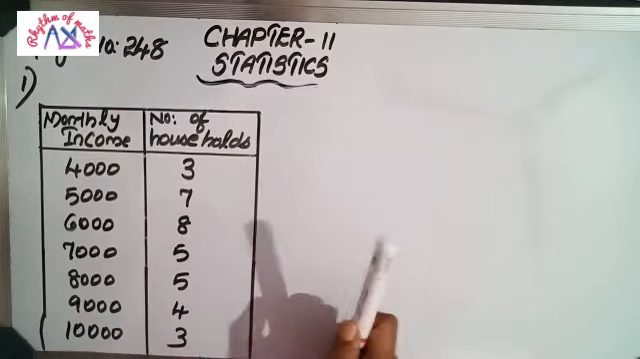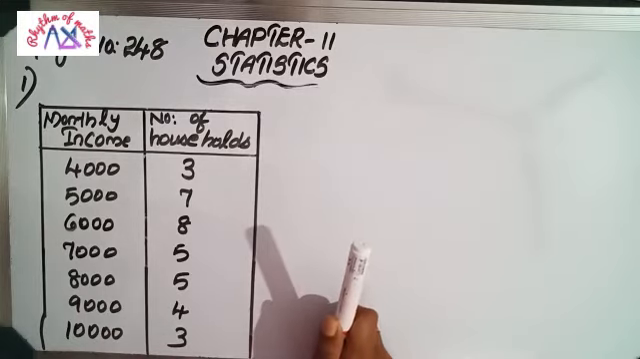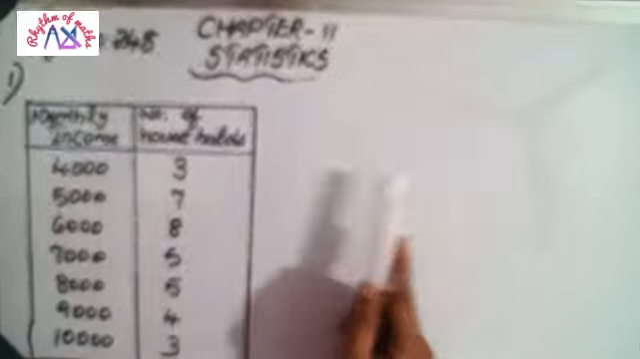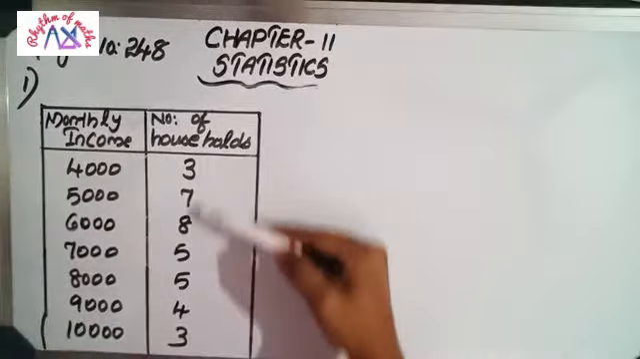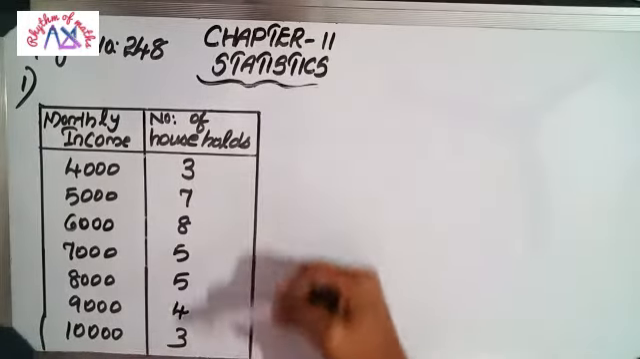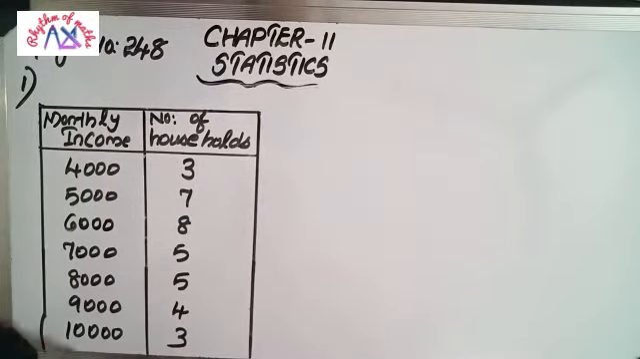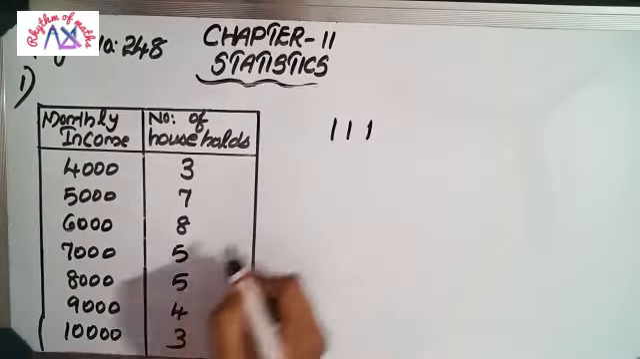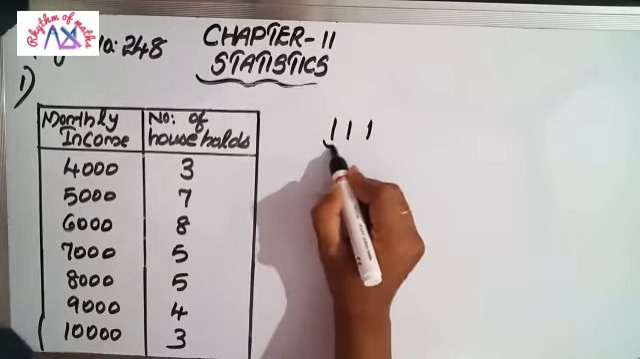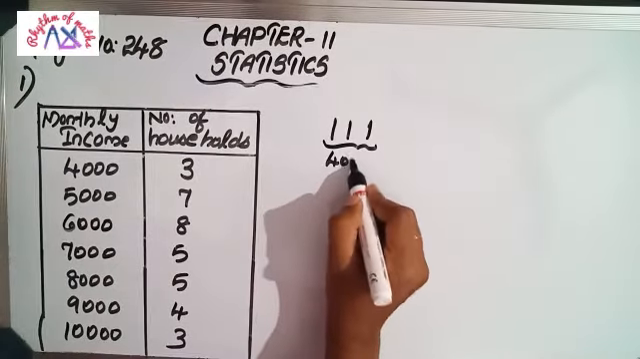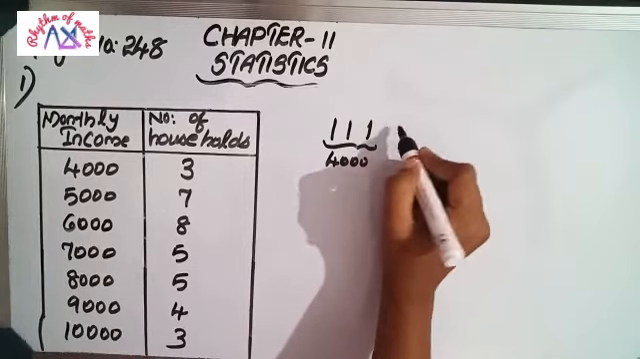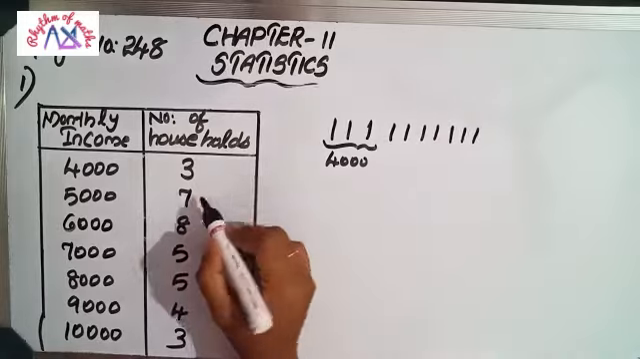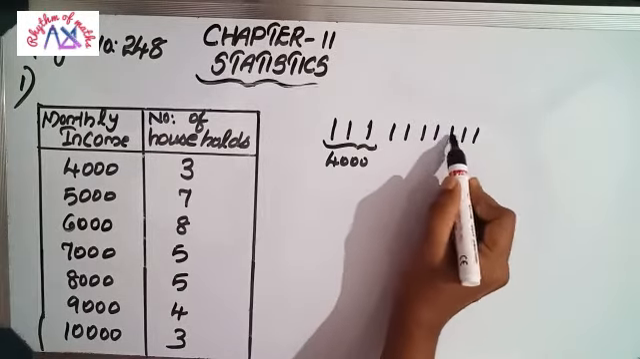In order to find this, we know median means what? The exact middle number. After arranging in ascending order, the exact middle value will be the median. So here the families are different. When we arrange the number of families according to their monthly income, first we arrange 1, 2, 3. First 3 families. These 3 families are getting 4,000 rupees. Then we start from the next family: 4, 5, 6, 7, 8, 9, 10 family. Because 7 here: 1, 2, 3, 4, 5, 6, 7.